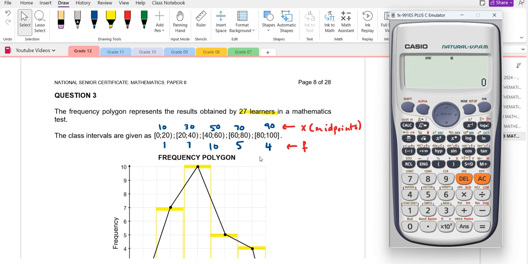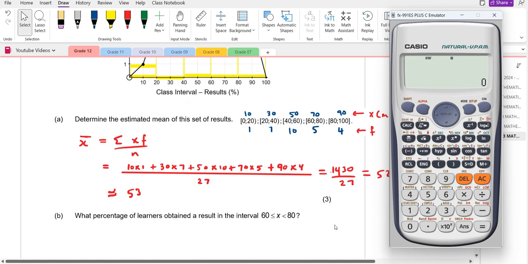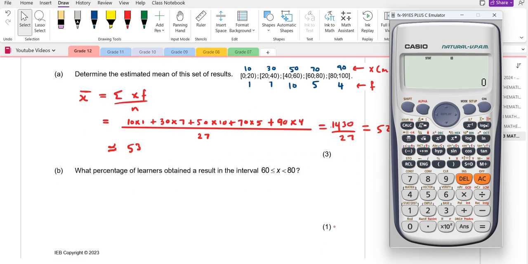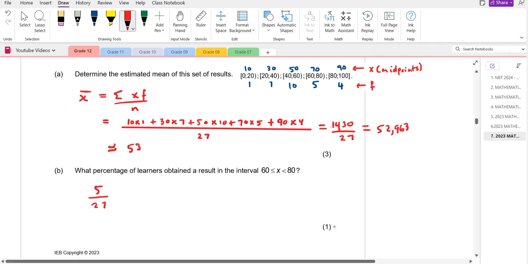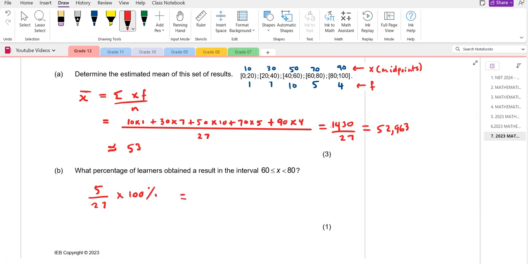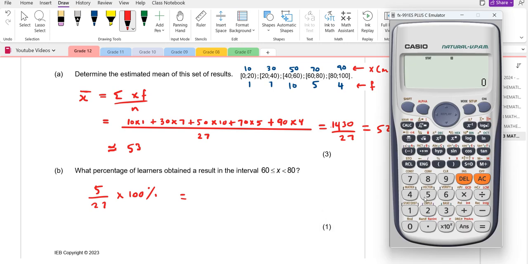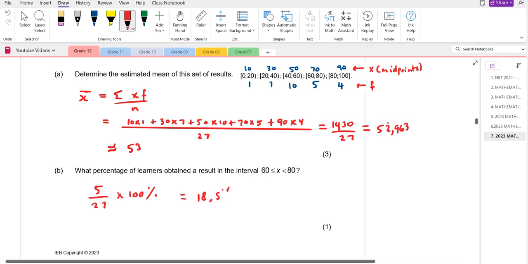So 5 out of 27, times 100%, right? 5 divided by 27 times 100 is equal to 18.5%. So just write 18.5%. So 18.5% of learners obtained a result in the interval 60 to 80.